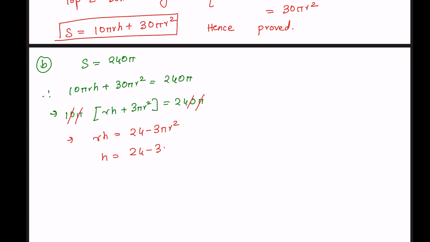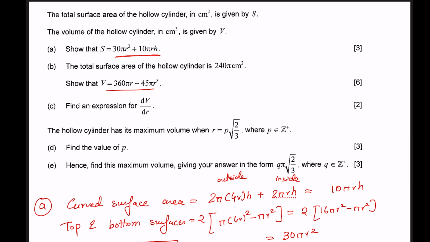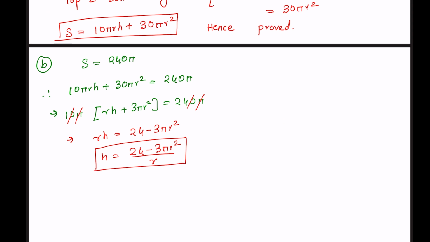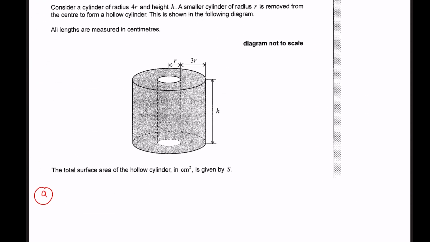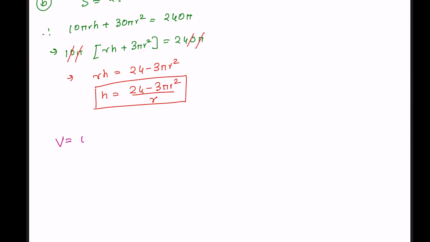Why did I decide to find this expression in h? Because if you look at the volume expression, there is no height, right? So height has to be eliminated in the volume expression. So this is your height, 24 minus 3 pi r square. Now we have to find the volume of this cylinder. See, we have to take the total volume and subtract the volume of the inner cylinder, right? This is pi of 4r squared times h minus pi r squared h. Okay, so 16 pi r squared h minus pi r squared h. So volume would be 15 pi r squared h.